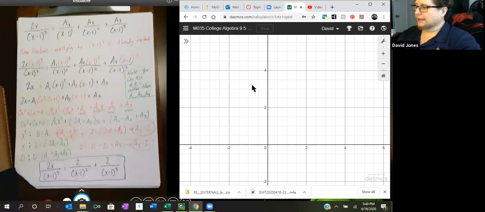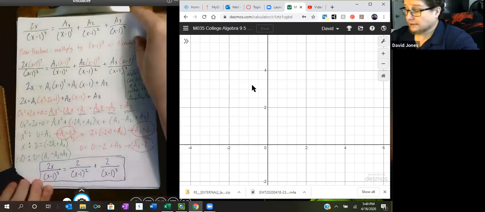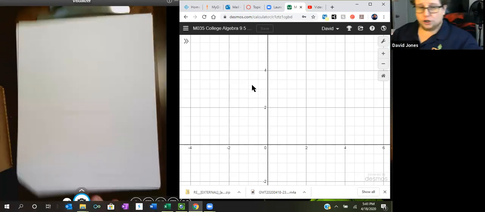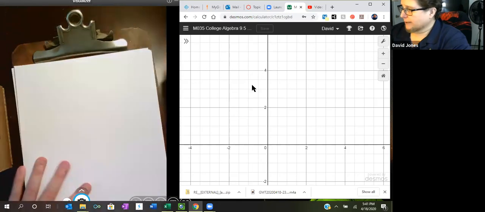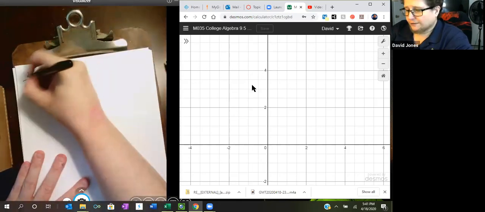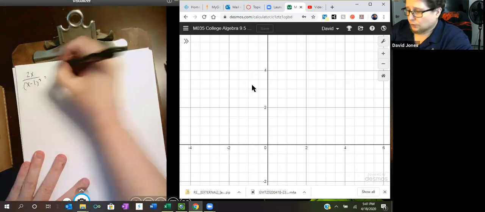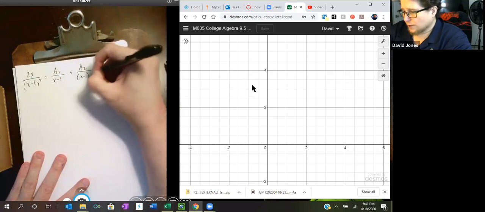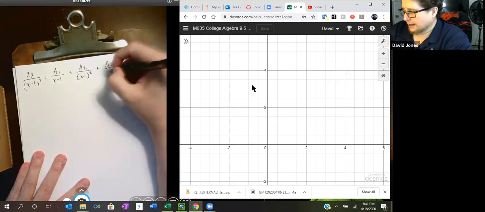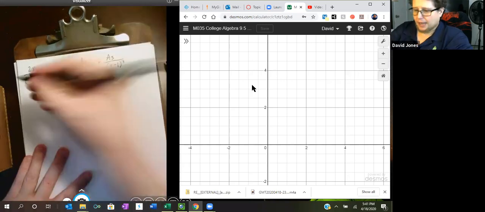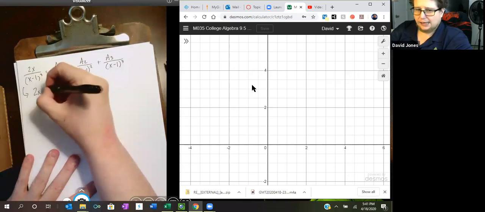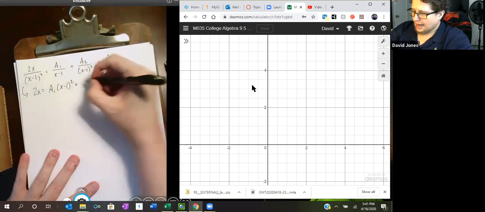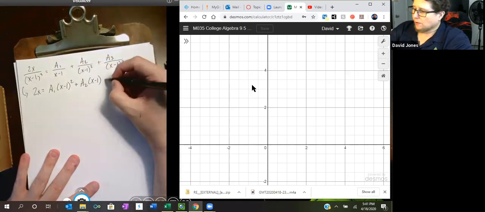I want to show you a way that'll speed it up. We're going to do it on the last two problems. I'll do it here, and then I'll do it on the last problem as well. We'll pull it back up. So let me rewrite what we had. We had 2x over x minus 1 cubed equals a1 over x minus 1 plus a2 over x minus 1 squared plus a3 over x minus 1 cubed. And when we rewrote it, we had 2x equals a1 times x minus 1 squared plus a2 times x minus 1 plus a3.